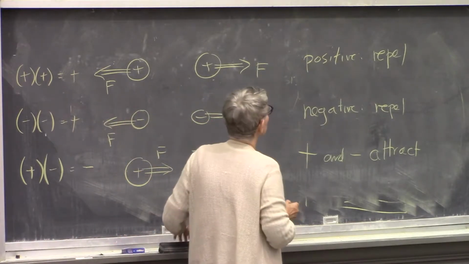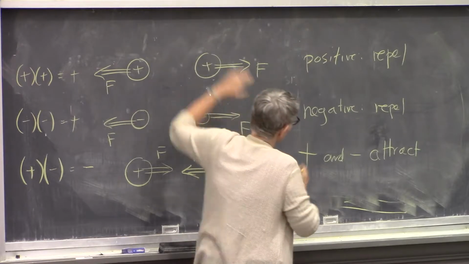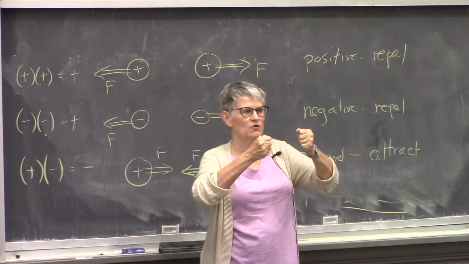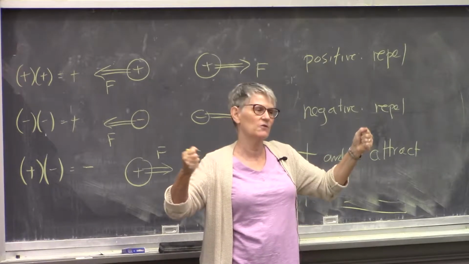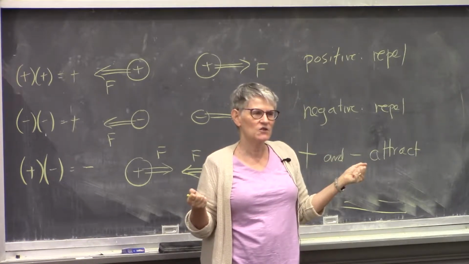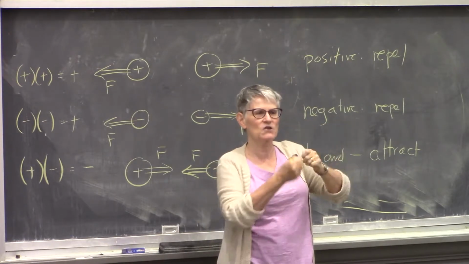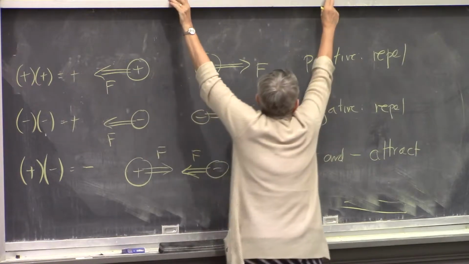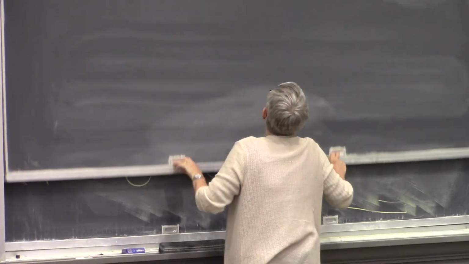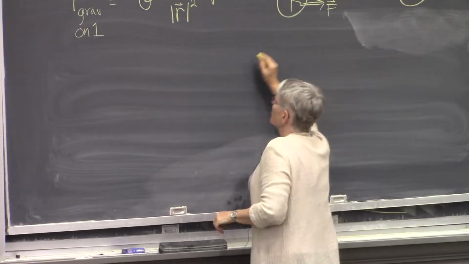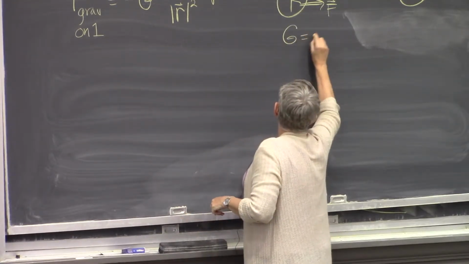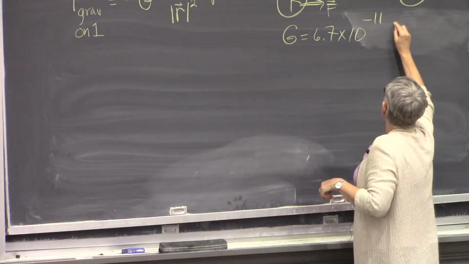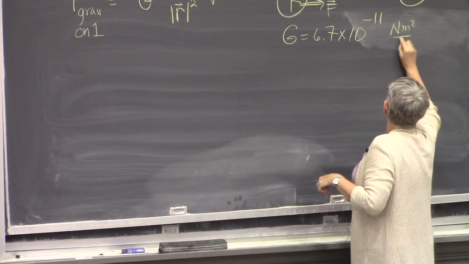And we find experimentally that if we move two charged objects twice as far apart, the force goes down by a factor of four. So again, we have this 1 over distance squared dependence. And here, G is 6.7 times 10 to the minus 11 newton meter squared per kilogram squared.